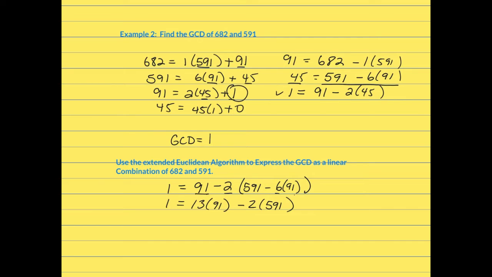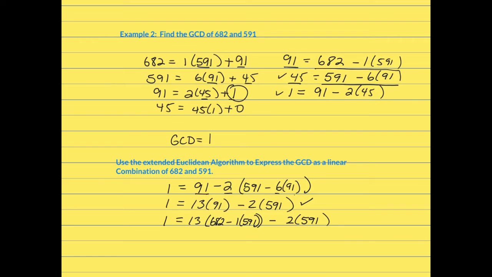Again, you can check your math. On your calculator, do 13 times 91 minus 2 times 591 and make sure that equals 1. So now we want to repeat that process. We've used the 45, and now we want to replace the 91 with this expression. So we rewrite it, 13 times 91 minus 2 times 591, where my 91 is now 682 minus 1 times 591.